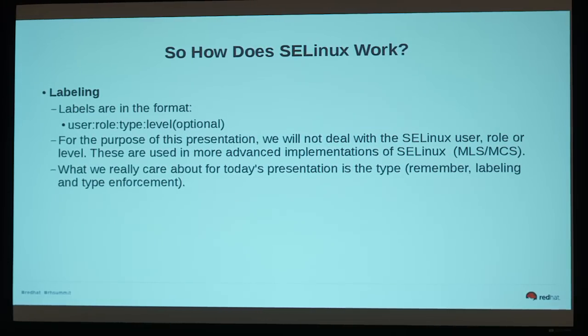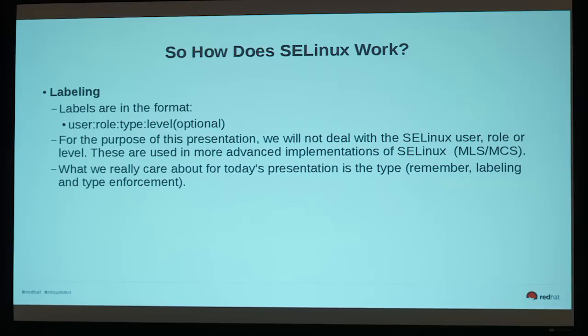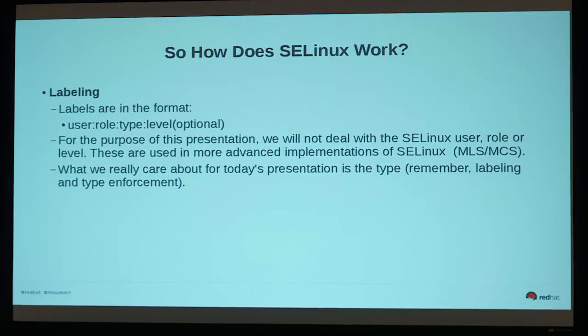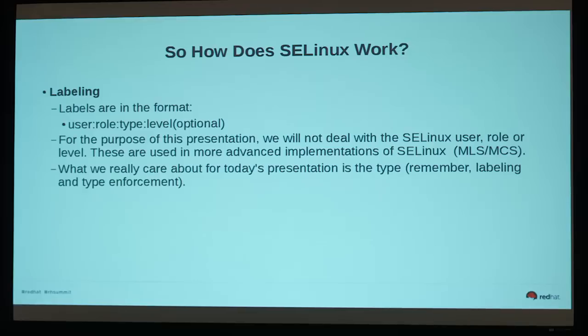Now, the labels are in the format of the SELinux user, not to be confused with the GECOS or Linux user. There are categories of users that, again, we're not going to really talk about because we don't care about them when we're talking about the targeted policy. But it's user, role, type, and then optionally level. For the purpose of this presentation, we don't care about the user or the role or the level. Those are really used more for MCS, like I was talking about earlier, multi-category security or multi-level security. What we really care about for today is just the type. Remember, labeling and type enforcement. Those are the things you really need to understand about SELinux to be successful.